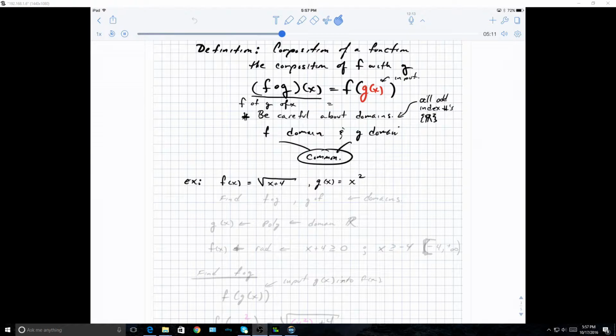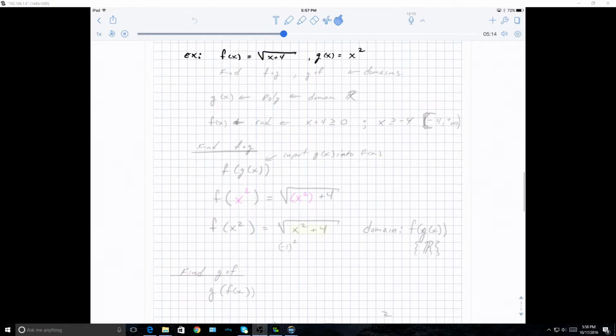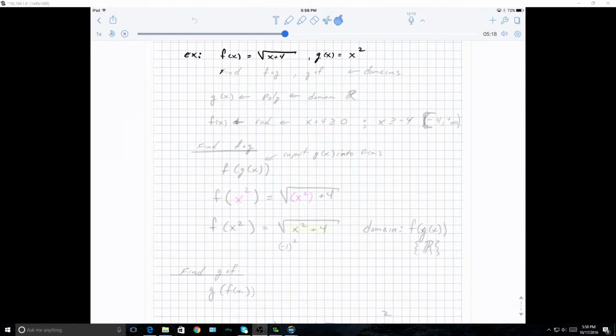So here we have an example, and what we're going to do is we're going to find a bunch of things out about it, but the very first thing that we're going to do is find f of g. Then we're going to find g of f. Okay, those will be the two main things that we're going to be looking for. But in essence, we're also going to be asked about domains. Okay?